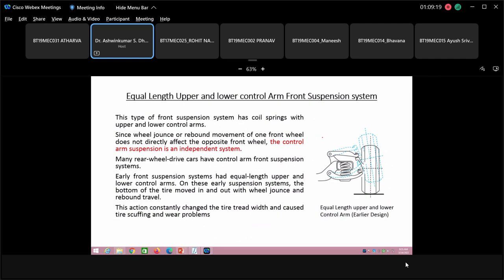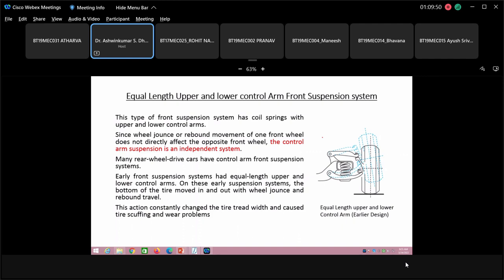Now we will be talking mostly about the front suspension system, because nowadays in a car the engine is fitted in the front side of the car, and therefore the front suspension system has to be very strong compared to the rear one, because the load coming on the rear is comparatively less, because the engine is mounted at the front. So the CG of the vehicle is slightly shifted to the front of the vehicle.